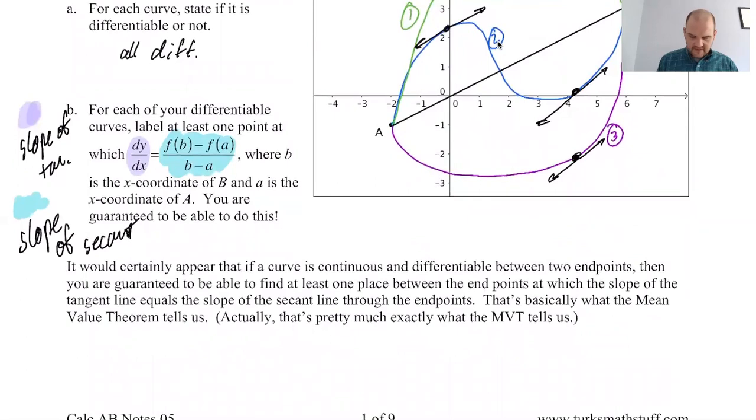So we're going to define it on the next page, and we're going to do that in the next video. But basically, the mean value theorem is saying that we are guaranteed to be able to find a spot if the function is continuous on the closed interval from a to b and differentiable on the open interval from a to b. We're guaranteed to be able to find a spot where the slope of the secant line is equal to the slope of the tangent line. That's a very cool result. That's the mean value theorem.